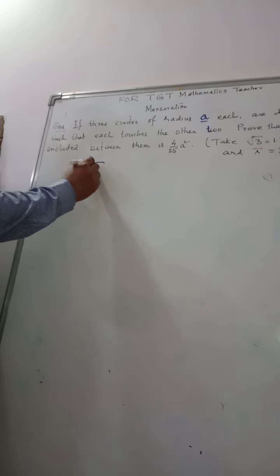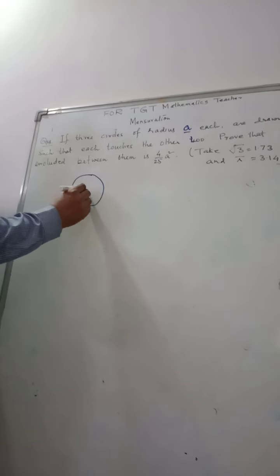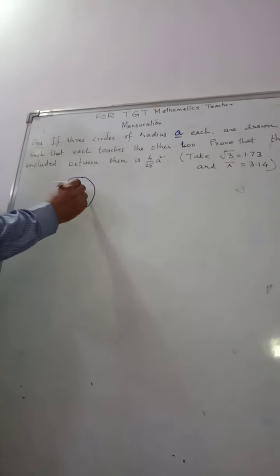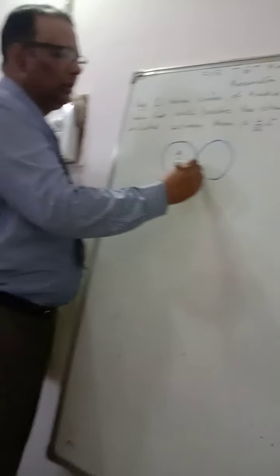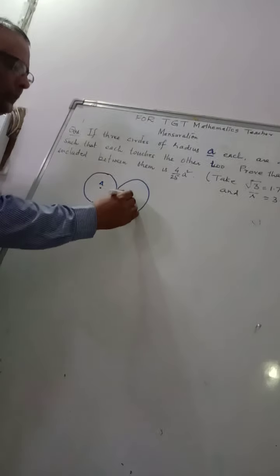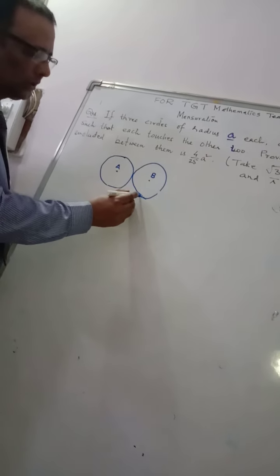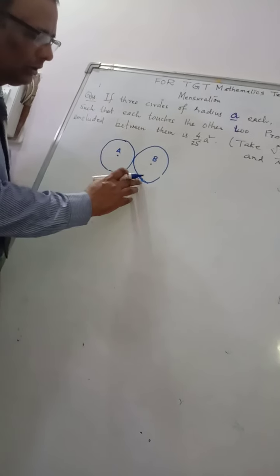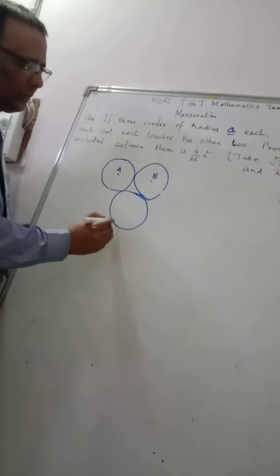So suppose I am taking a circle. The first circle's center is A, and the other circle, of the same radius, has center B. Okay, and now the third circle I have taken. The center is C.